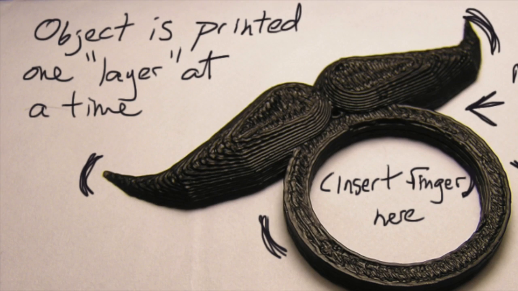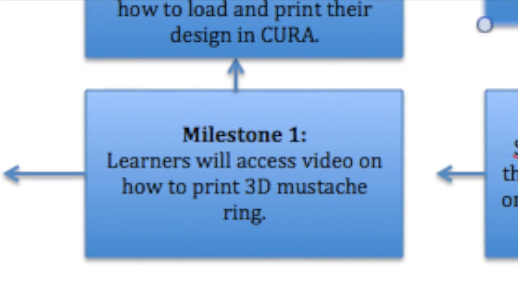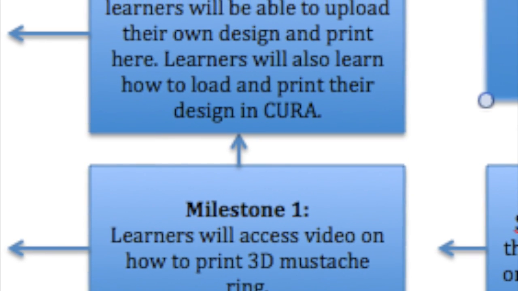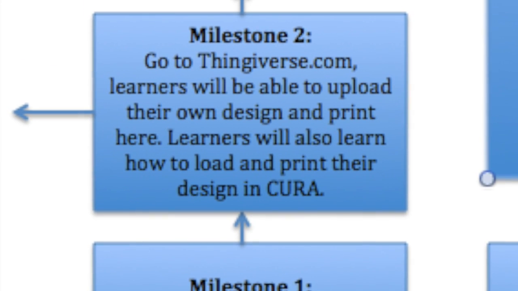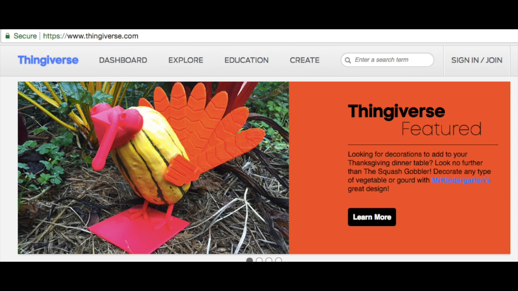The first milestone that learners will need to achieve would be to access a video on how to print a 3D mustache ring. When the learner is successful and is able to print the 3D mustache ring, they will then proceed to milestone 2, which is going to thingiverse.com, where they'll be able to upload their own design and print. Learners will also learn how to load and print their design in Cura here.